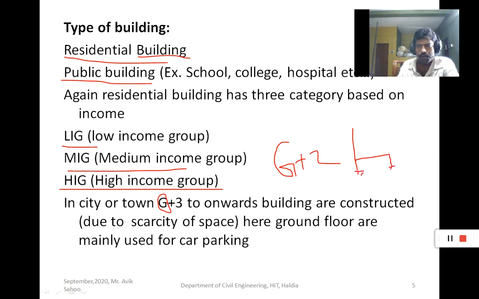So suppose this is the ground floor, then first floor, then second floor, and this is roof. So you see that this is a 3-story building, 1 2 3. G plus 2 means 3-story, and the G concept is used because of scarcity of space, because of the limited space, and the ground floor is mainly used for car parking.